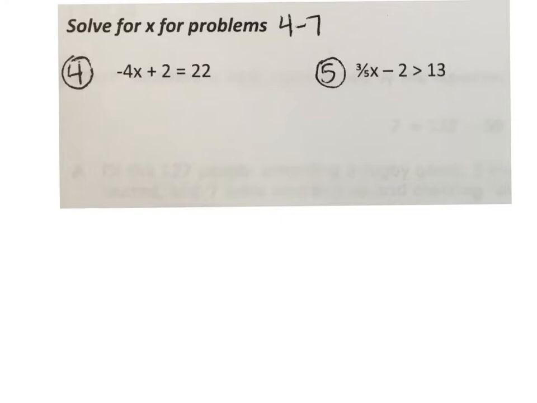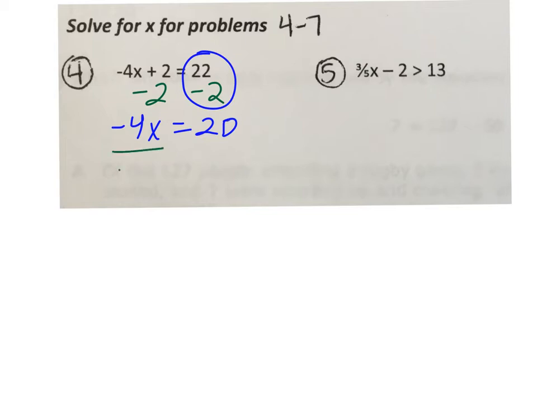Okay, number 4, minus 2, minus 2. That gets you negative 4x equals, this comes out to 20 over here. Now you divide off that negative 4, divide off negative 4. That gets you x equals now a negative 5.